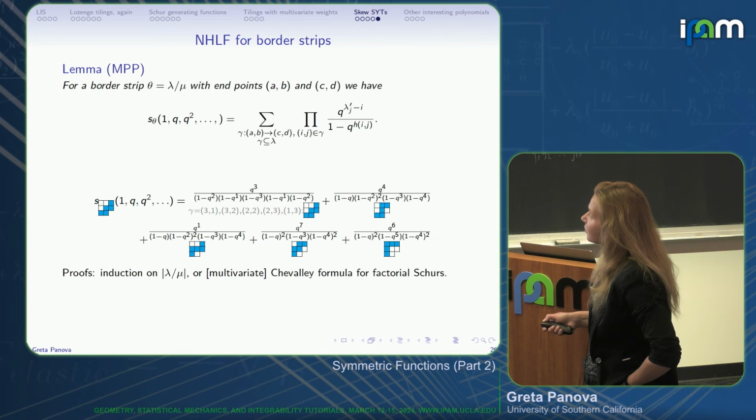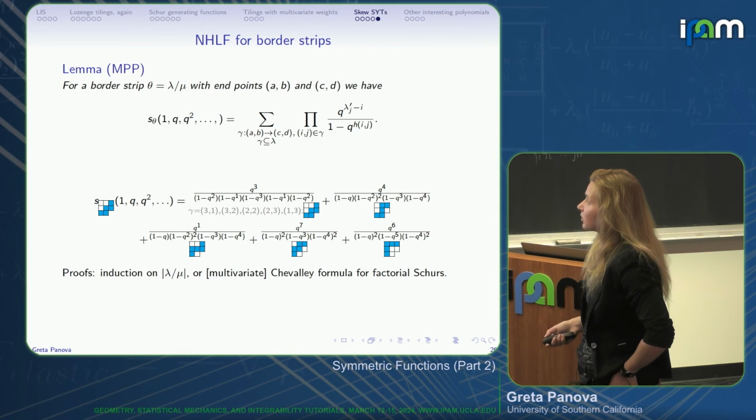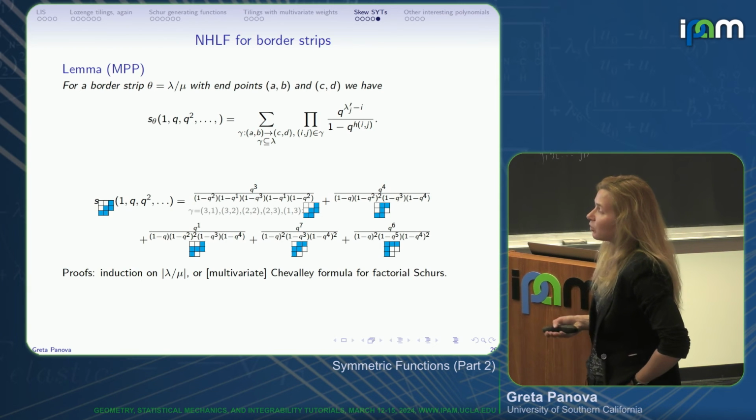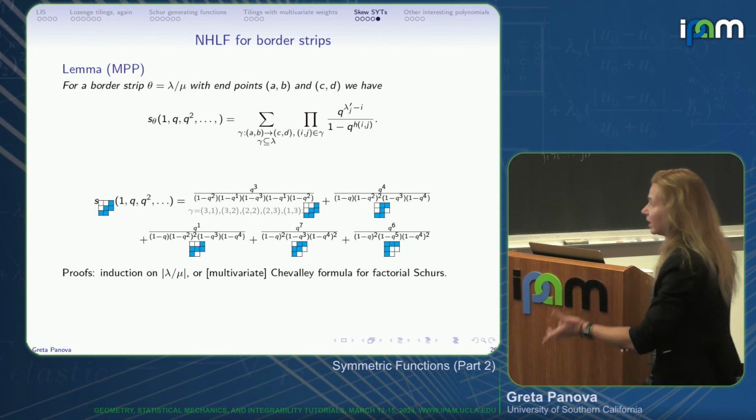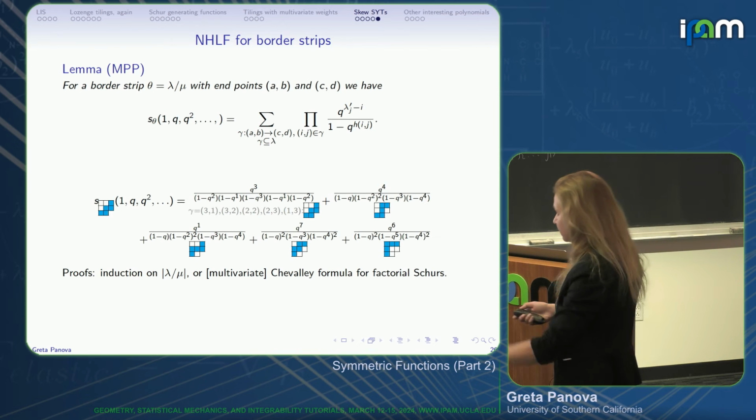So here is a formula. This is the original theta, and then we go over all possible paths inside this shape. We have a weight of this form, which depends on the hooks. So it's a weighted sum over all possible lattice paths. And now we can actually invert the whole thing with lattice paths back.